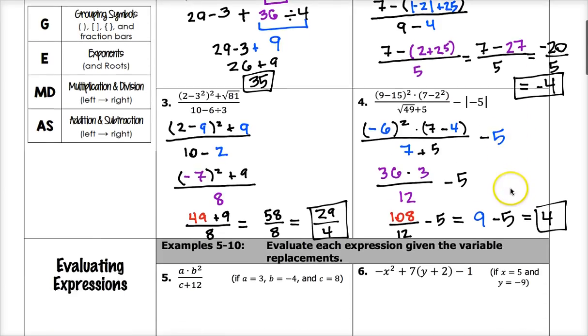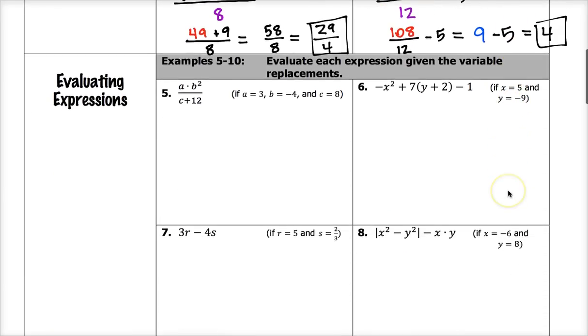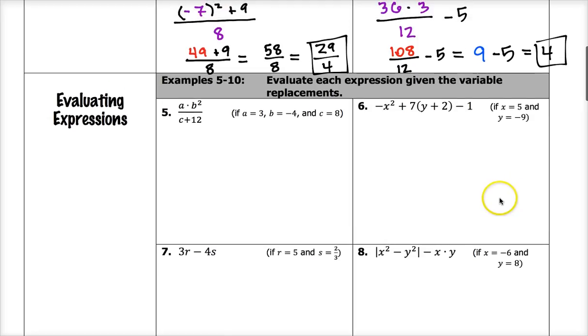Okay, moving on to algebraic expressions. So in these next few examples, we're going to practice evaluating algebraic expressions. And all that means is I'm giving you values for the variables in the expression, and you're replacing the variable with the value I give you. Once you do that, it is the same thing as what we did in 1 through 4. It's the order of operations again.